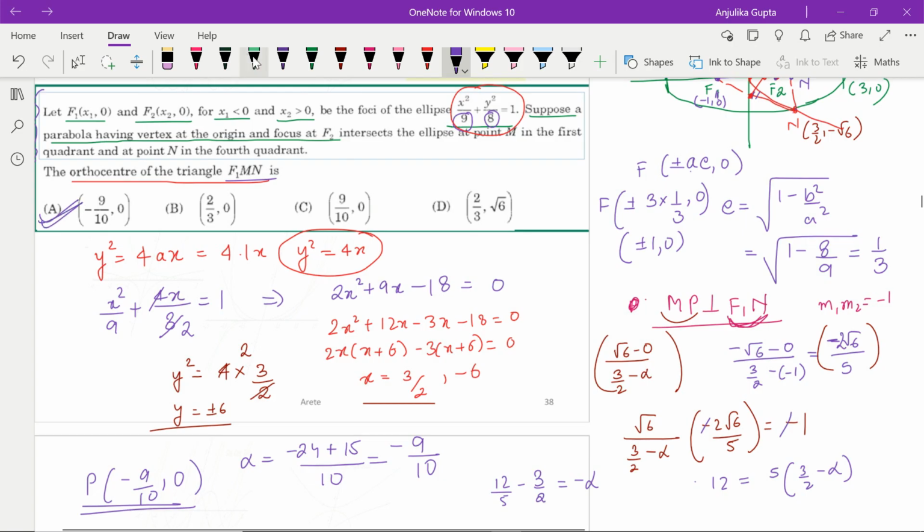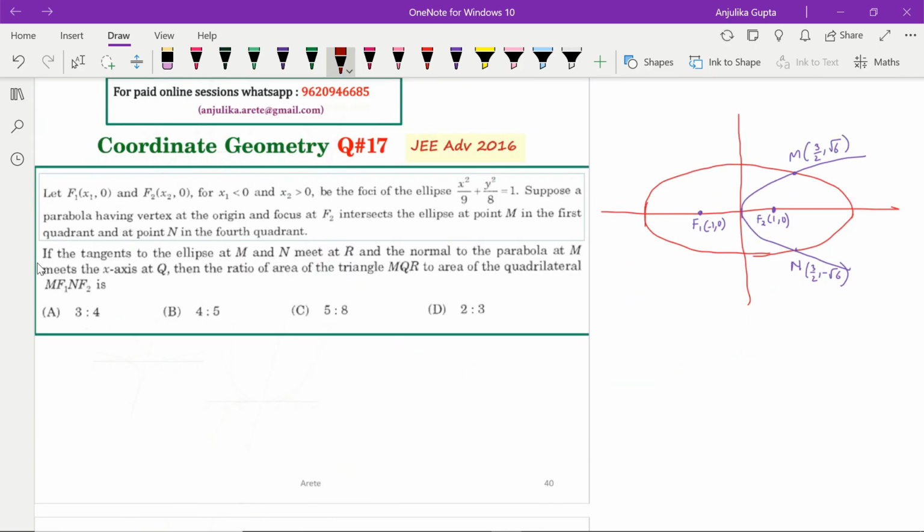Let's look at the second question. The second question says that if the tangents to the ellipse at M and N meet at R, let's draw that. Tangents at M and N to the ellipse: tangent here and tangent here. They are meeting at R. Of course by symmetry, they are going to meet on the x-axis, so the y coordinate is always 0. You have to figure out the x coordinate here.